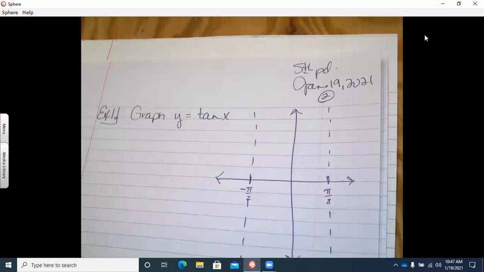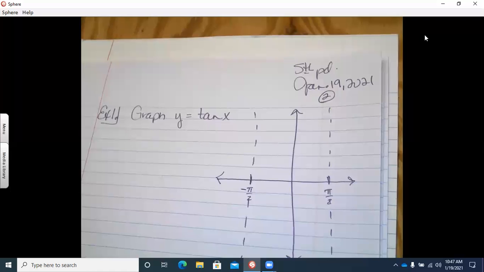Well, for negative pi halves to positive pi halves, would that be a length of pi? Yeah, so that's one cycle, right? Because at the asymptote, your graph is not going to touch or cross the asymptotes, all right? So we're just going to pick some points to try to figure out what this graph looks like. And we don't have to do this every time, okay? I'm just going to show you on this one how I'm coming up with this.